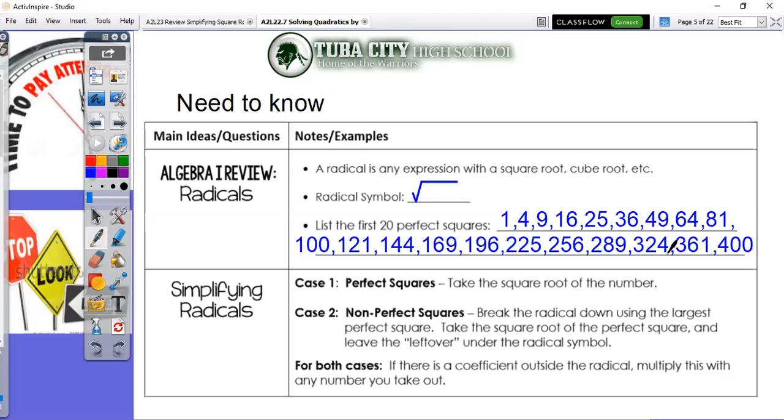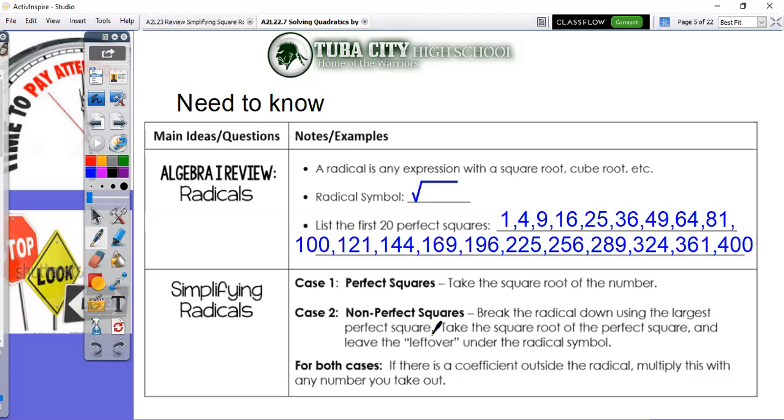All right, let's take the two possible cases for simplifying radicals. Case number 1 is that you get a perfect square number. In that case, you would just take the square root of the number underneath the radical, the radicand. But what if it is not a perfect square number? What we need to do is break the radical down into factors and try to get one of those to be the largest perfect square number that we can get.